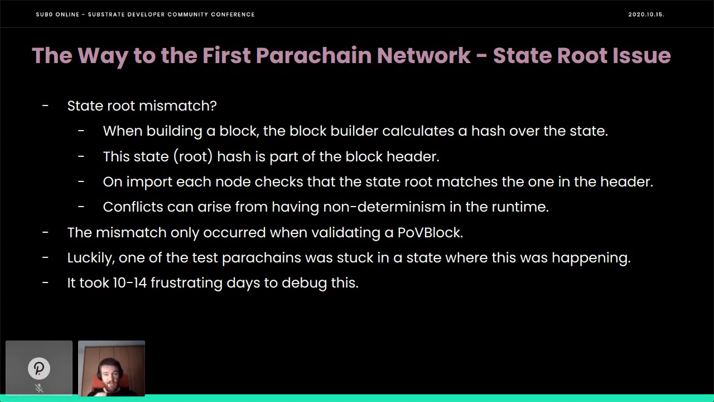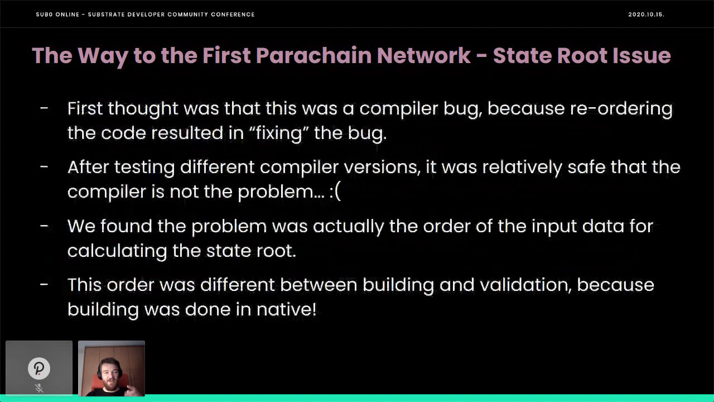So we were really lucky that as we started our test network and let it run for like a week or whatever, it ran into the state. And the good point is that if the Parachain was once in the state, it was always failing. So we could take that and reproduce it and debug it. But it was like 10 to 40 days of frustrating debugging. It was really hard. So we were starting with, okay, what's the problem?